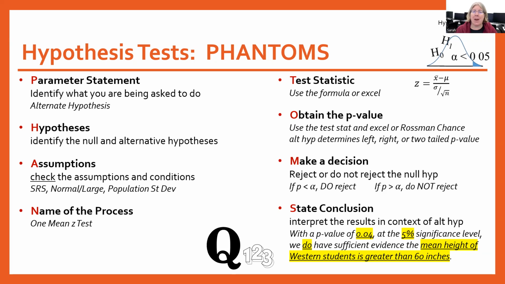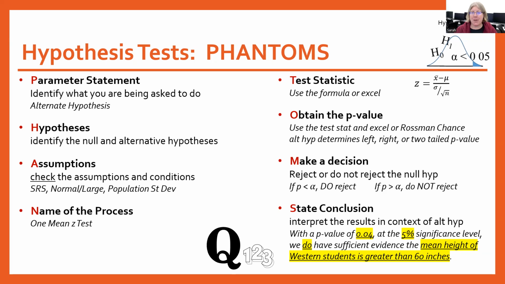The P is a parameter statement. So just like with panic, you're going to identify what you're being asked to do, which is typically something related to the alternative hypothesis. The H is going to be the hypotheses. So you want to identify the null and the alternative hypothesis. The A is our assumptions and conditions. So these are the things you have to check in order for this test to be valid.